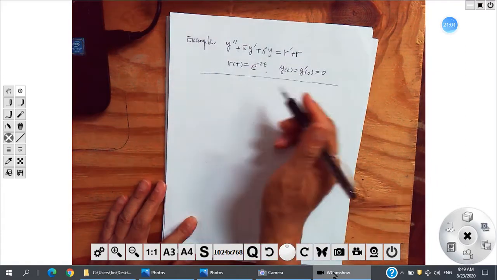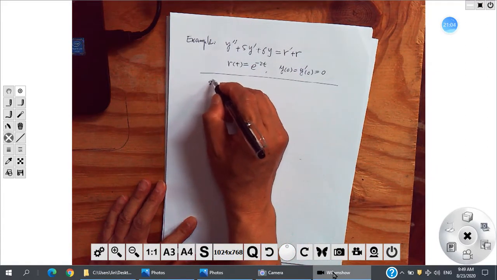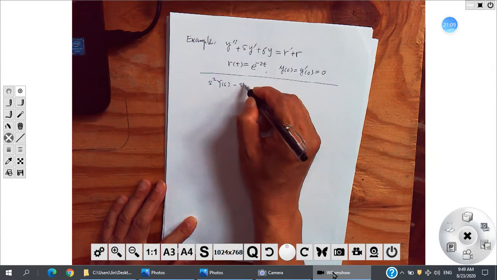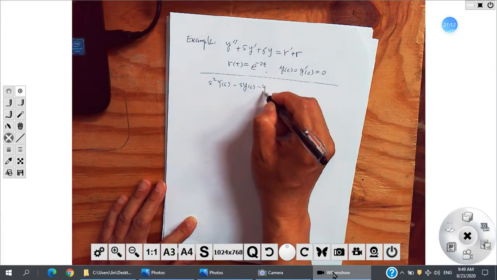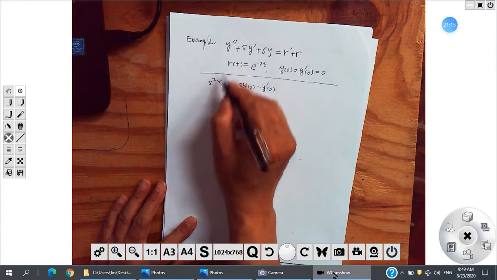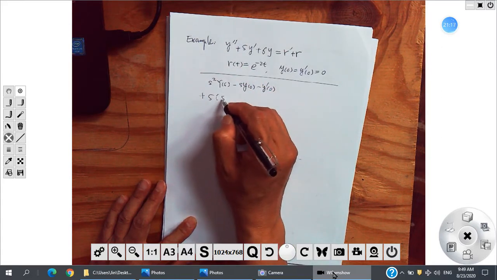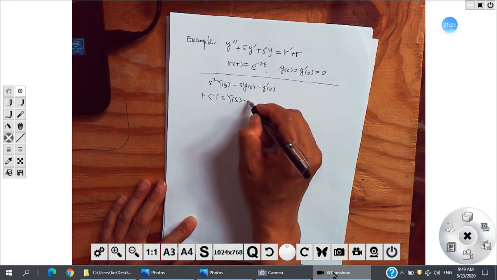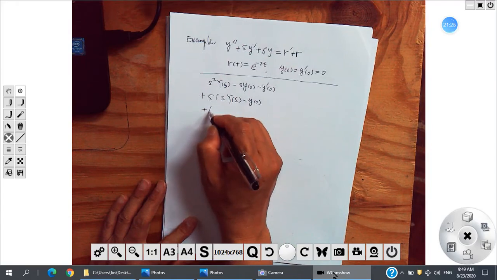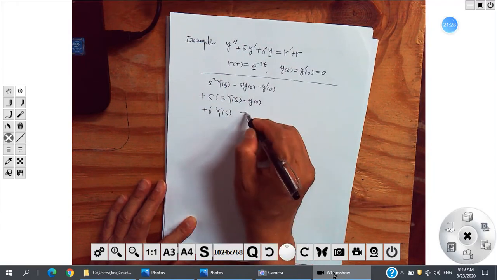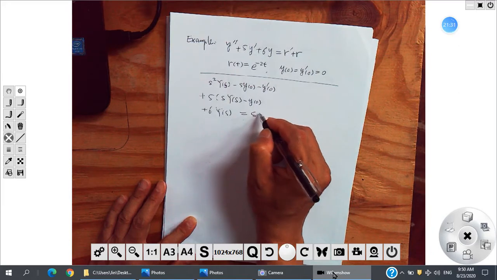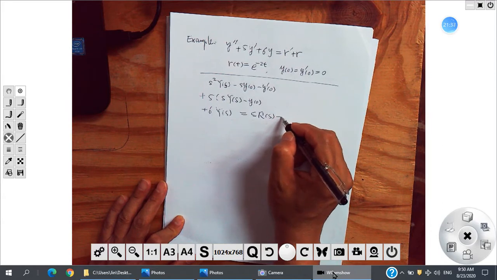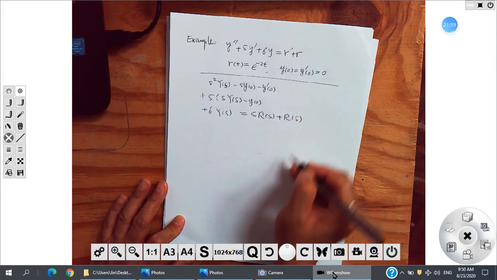You can perform the Laplace transform, so you have s squared Y(s) minus s times y(0) minus y'(0). This is the first term, right? Then plus 5 times s Y(s) minus y(0), plus 6 Y(s), equal to, that side is just s times R(s). You do not need to put the initial value of the input in R(s). Okay, you can write it this way.